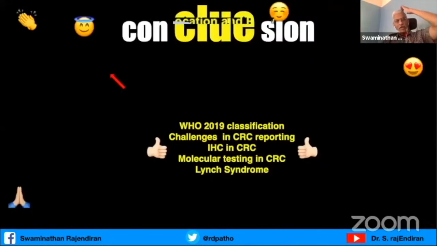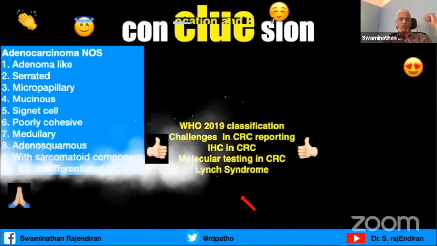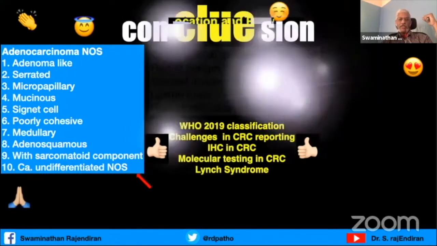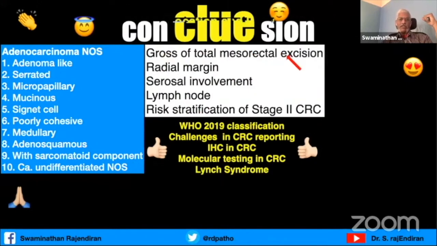So coming to the conclusion. We talked about the WHO 2019 classification, challenges in CRC reporting, IHC in CRC, molecular testing in CRC, and Lynch syndrome. What you have to know in WHO, there are 10 types morphologically, microscopically. The challenges are grossing and total mesorectal excision. How do you gross it? What is the difference between radial margin and radial surface where there is serosal involvement? What are the challenges in lymph nodes, and what is the risk stratification stage? For example, venous invasion and perineural invasion, tumor budding, tumor deposits, they all come under risk stratification.